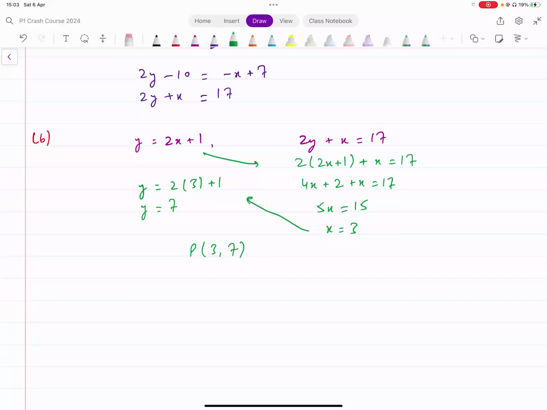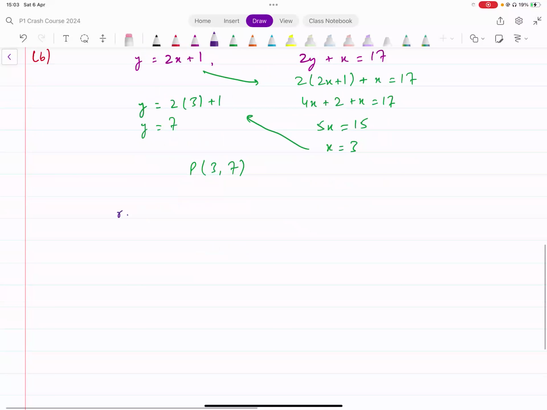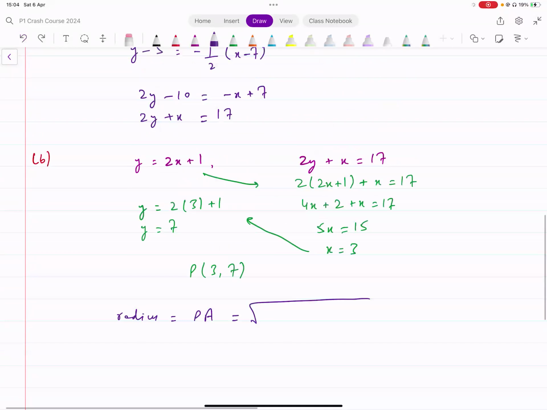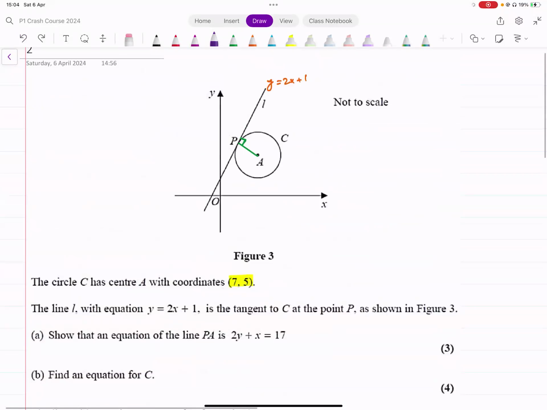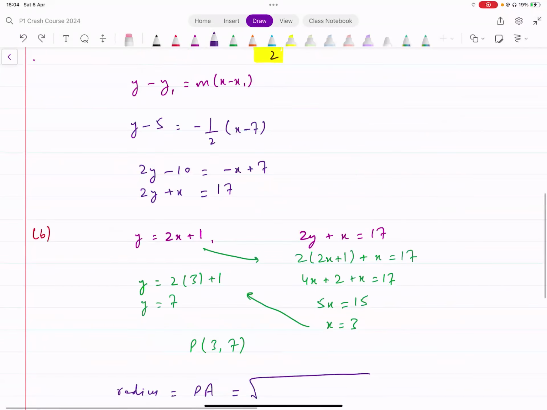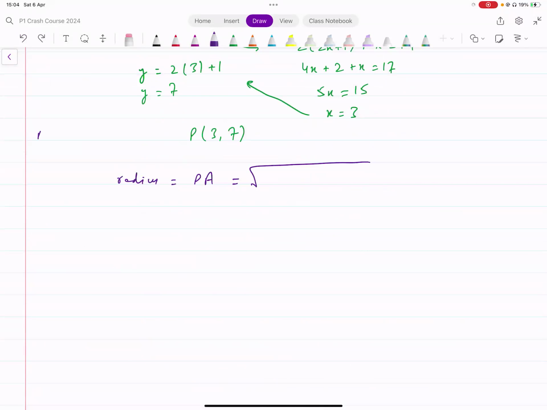So if we can find the distance of PA now, that will be the radius. Let's find that distance. Radius equals the distance PA, right? That's going to give us the radius. So that's square root of, so point P is this. What's the point A? Point A is 7, 5, right? That's point A. Let me just write that here as well. Point A is 7 and 5.